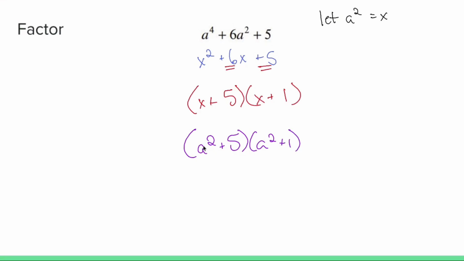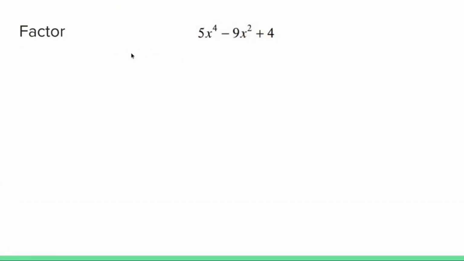I look at what's left over on the inside. You can't factor any of that anymore. We are done. Well, this is going to be annoying. Factor 5x to the fourth minus 9x squared plus 4.